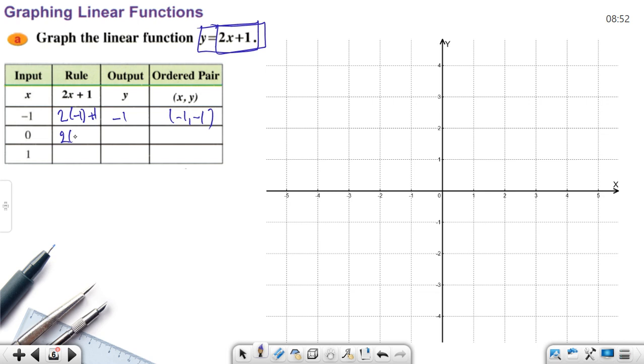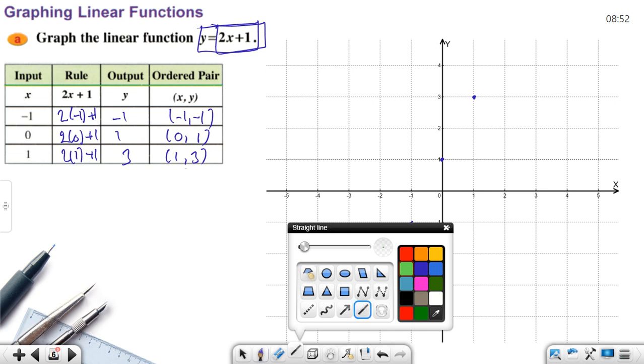Let's write 0. 2 times 0 plus 1, 1. 0 and 1. 2 times 1 plus 1, 3. 1 and 3. Let's put these numbers, locate them on the coordinate plane. Negative 1, negative 1, 0 and 1, 1 and 3. So there must be a line that passes through these points. Let's draw a line that passes through these points.